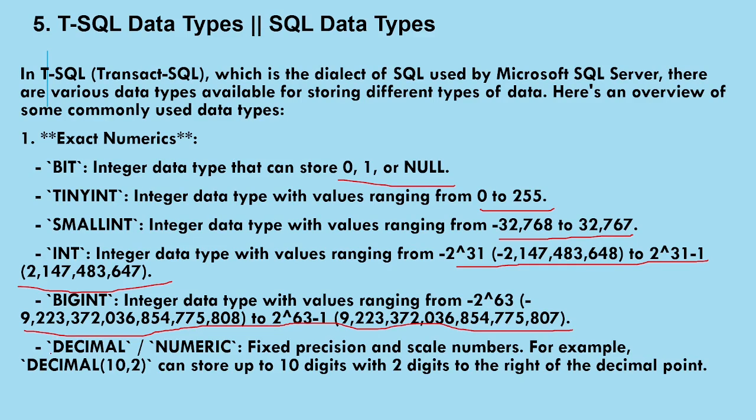Okay. So decimal or numeric are fixed precision and scale numbers. For example, decimal(10,2) can store up to 10 digits, with 2 digits to the right of the decimal point. So after the decimal point, whatever we have mentioned, it will keep only two digits, or it will round the data. Decimal(10,2). Okay.